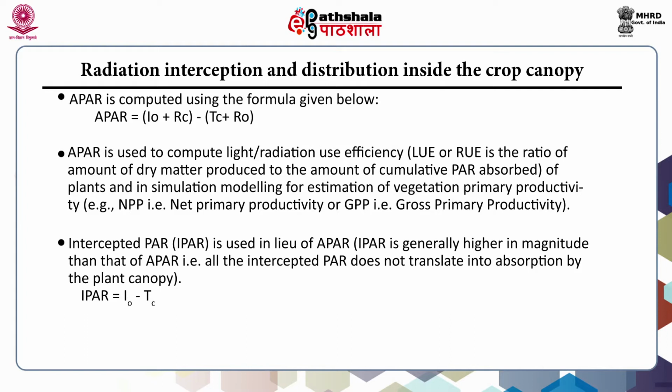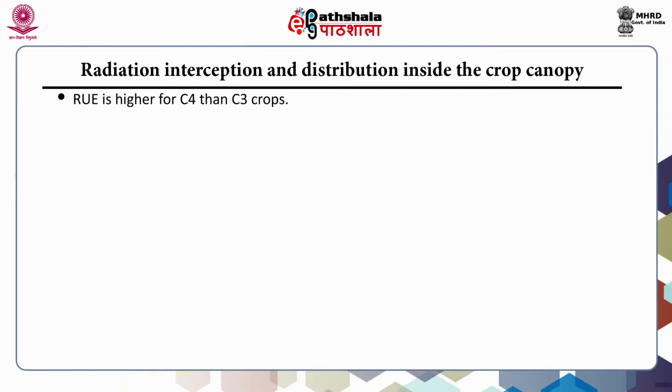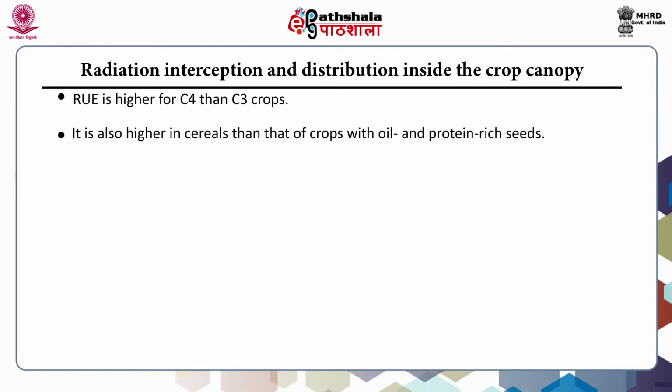IPAR is generally higher in magnitude than that of APAR. That is, all the intercepted PAR does not translate into absorption by the plant canopy, and IPAR is equal to I0 minus TC. This RUE is higher for C4 than C3, that is, radiation use efficiency is higher for the C4 plants. It is also higher in cereals than that of crops with oil and protein rich seeds.